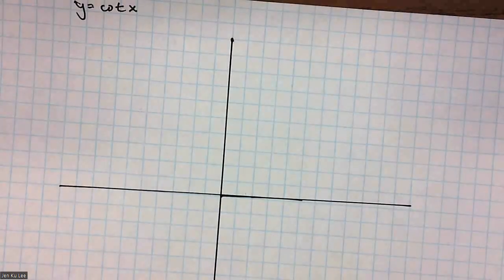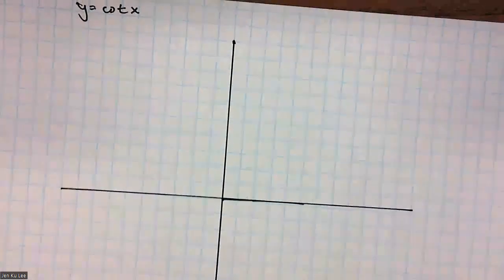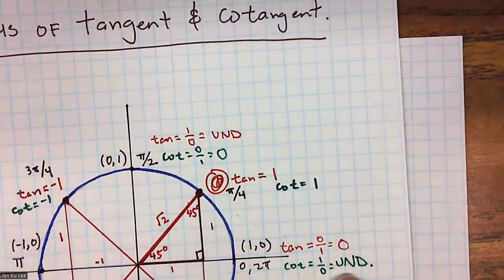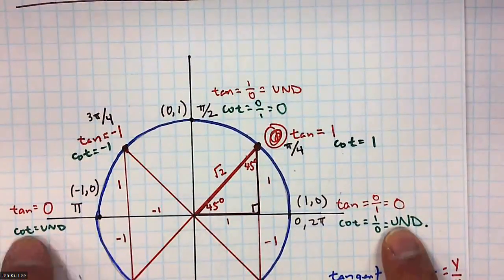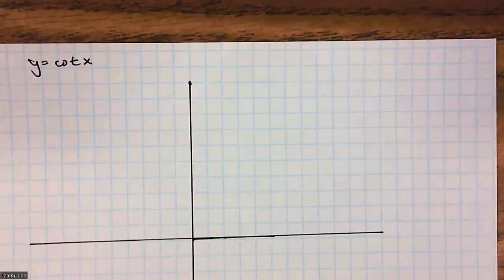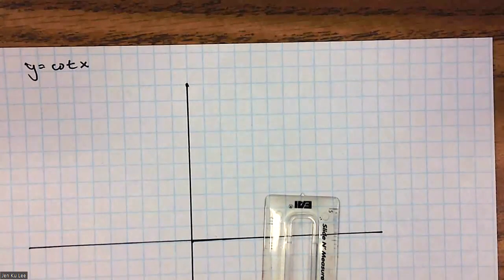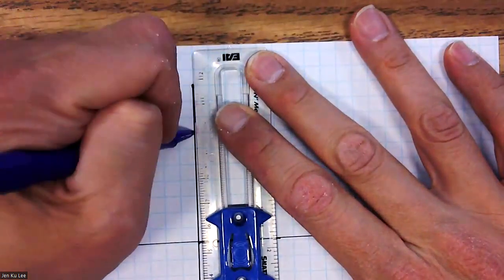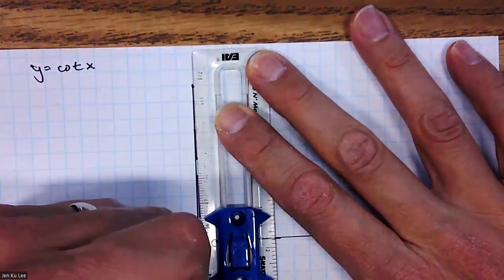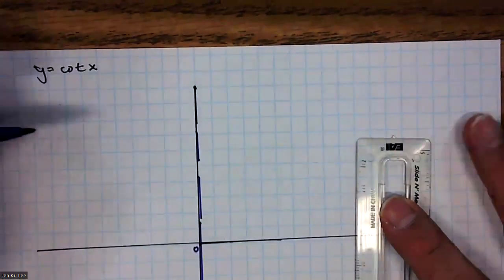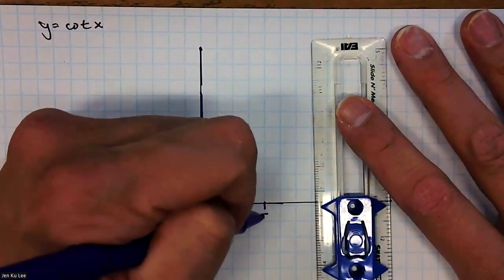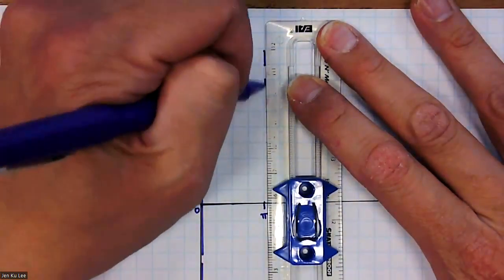Okay, so that we just graphed tangent. All right, now let's do the same activity with cotangent. Notice that at 0 and at pi, cotangent's undefined, right? So at 0, there's going to be a vertical asymptote, right? At 0. And at pi, there's going to be a vertical asymptote as well.